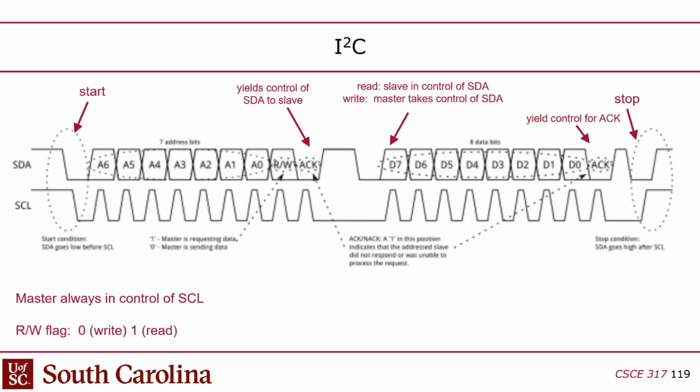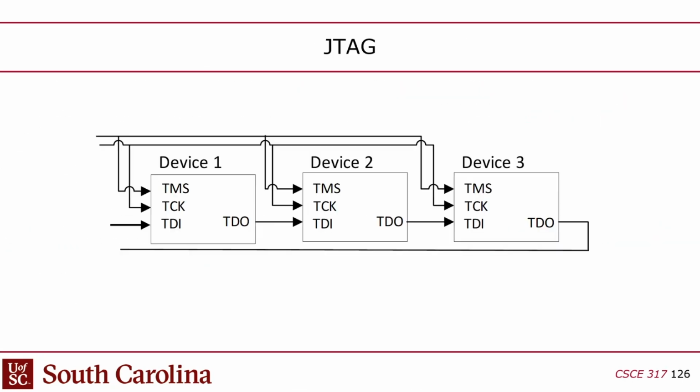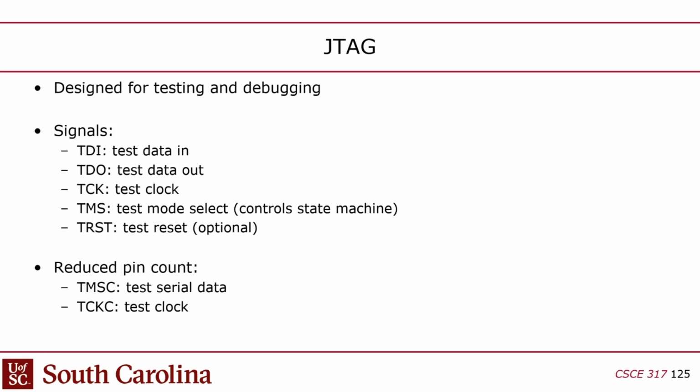Okay, the last protocol here is JTAG. This one is kind of interesting. JTAG is used for debugging circuits, and it's another serial protocol, and it's kind of similar to SPI, but not exactly the same. It's got this one unique characteristic. It's the way that you control it.